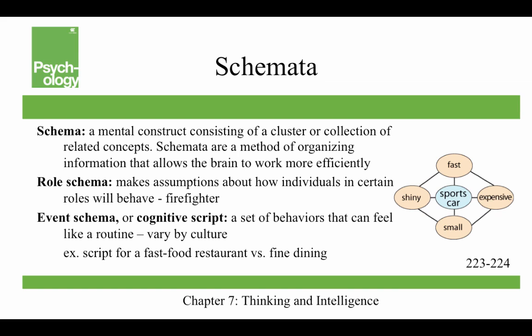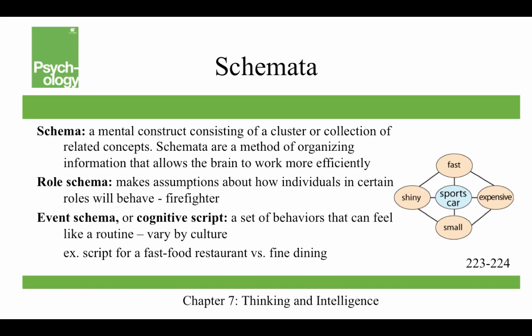A schema is a mental construct consisting of a cluster or a collection of related concepts. So schemata are methods of organizing information that allows the brain to work more efficiently. And there are several different types of schemata. And so we have role schemas, and that makes assumptions about how individuals in certain roles will behave. So for example, we have a role schema for a firefighter. And so if you find out that someone you know is a firefighter, it activates the firefighter schema, and you begin making assumptions about the person, like that they're brave, they're selfless, and they probably enjoy eating chili.